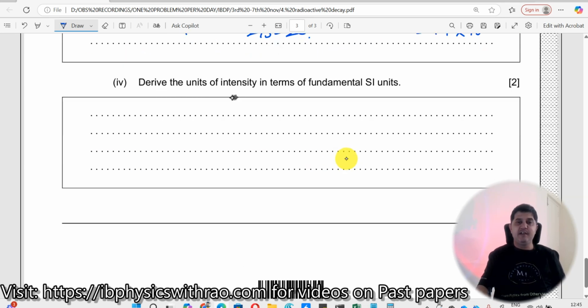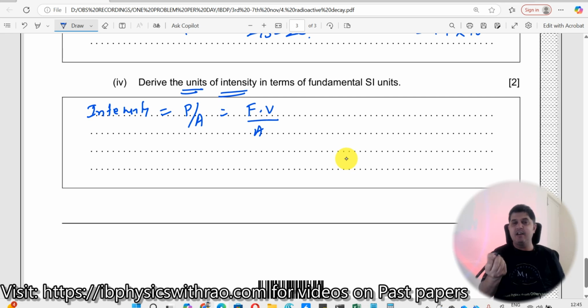Then, derive the units of intensity in terms of fundamental SI units. Intensity. What is intensity? He is only asking you to get the units, nothing else. So no derivation over here. Intensity is nothing but power per unit area. What is power? Power is nothing but force into velocity, or you can also say work done divided by time. Anything is fine. I usually use this one.